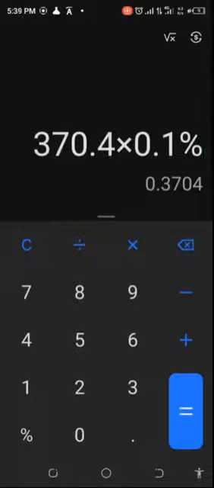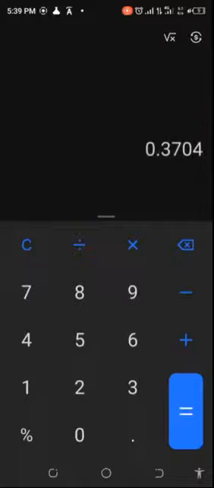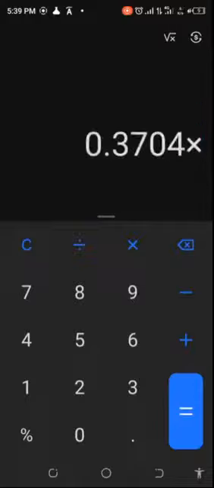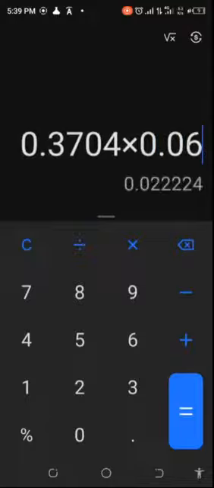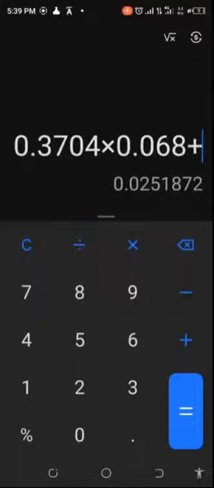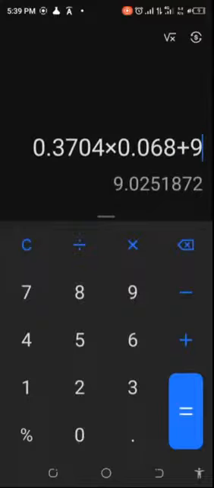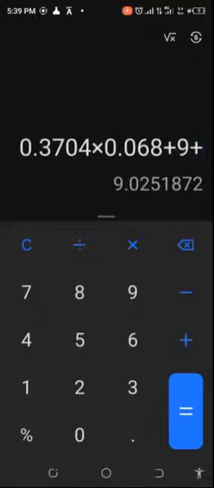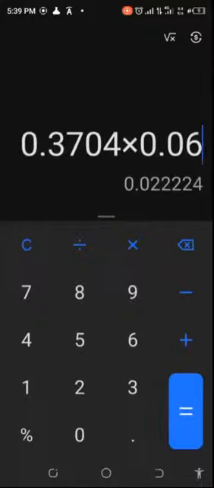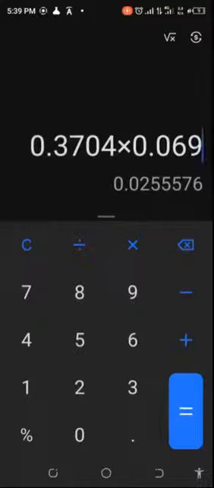So for us to know what it is in dollar terms, we'll just equal this and multiply it by the price of one TRX, which is 0.068. We sold it at 0.069. Okay, so that's for us to get an idea. You can see it's actually like 2 cents, 0.025 cents.